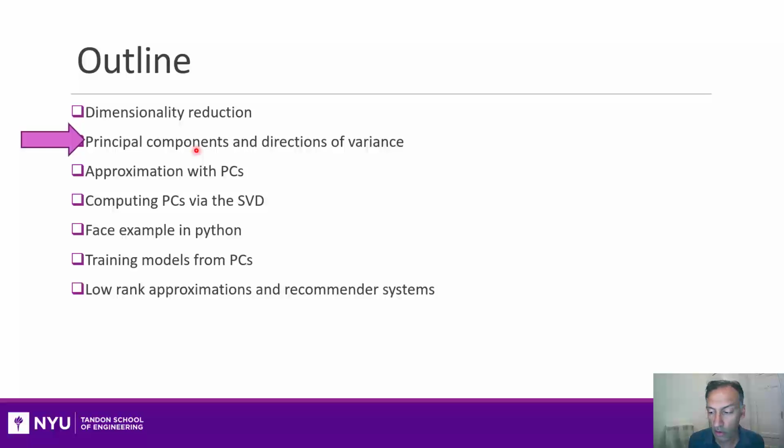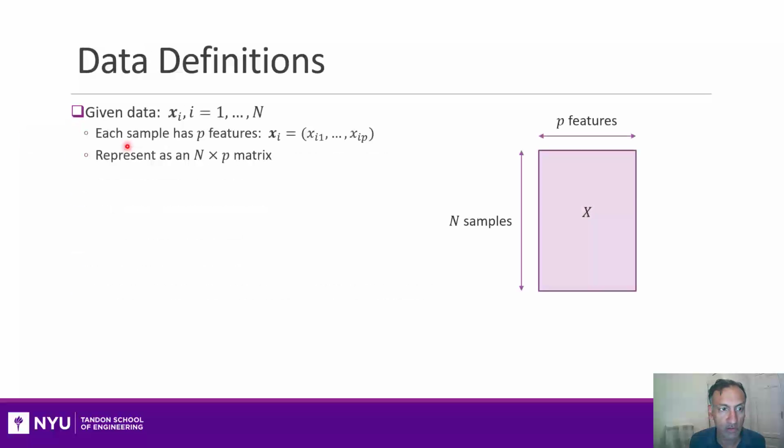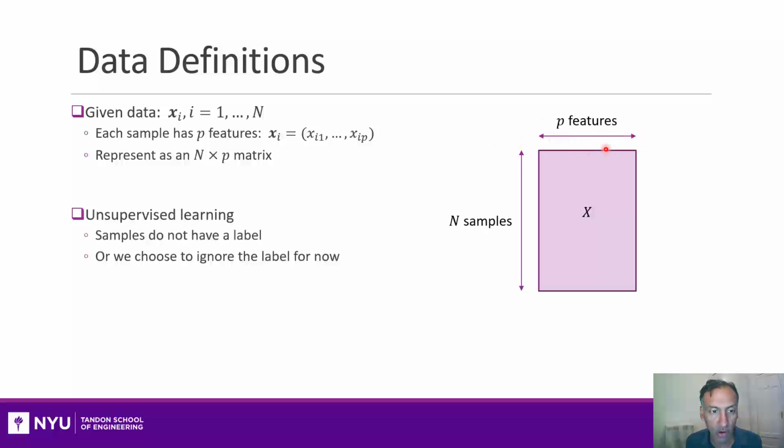So I'm going to start off our mathematical discussion of dimensionality reduction by talking about principal components, which will be the main building block for the techniques that we're going to talk about in this unit. Let me just set up the problem with some definitions. We have some n records of data, and each record we'll denote by the vector xi, and will have p features. So we can, as normal, represent that as a matrix with n samples and p features across the columns.